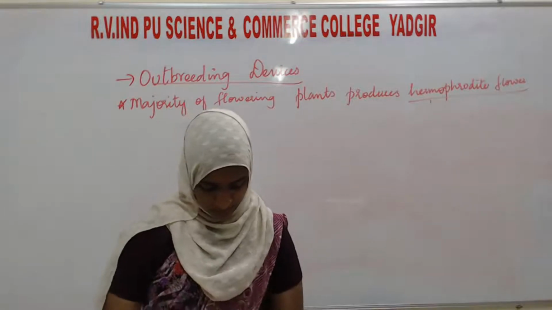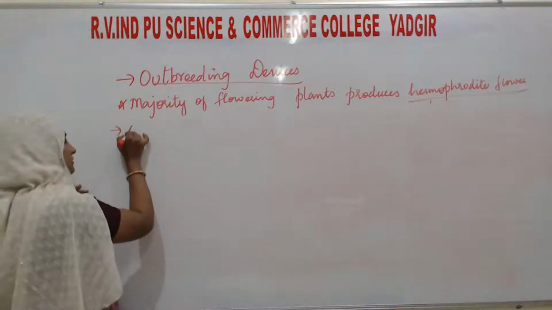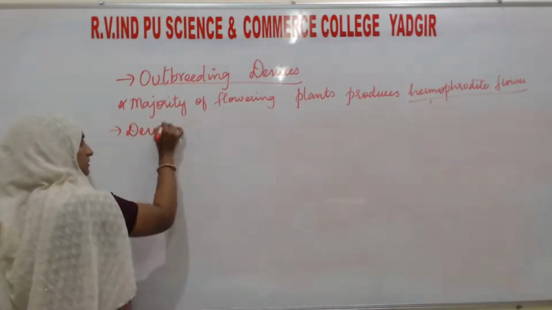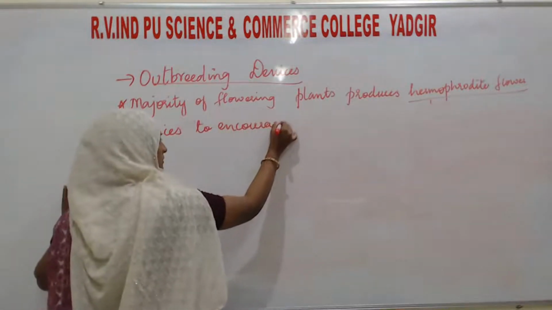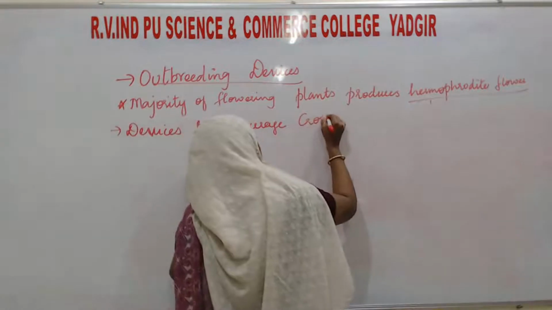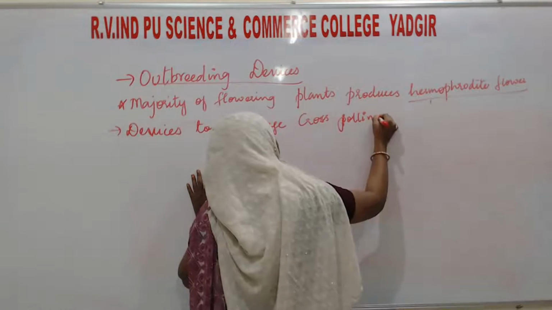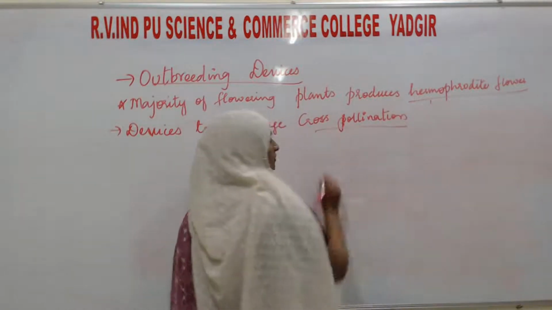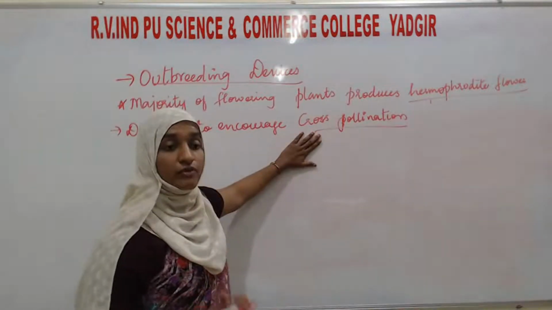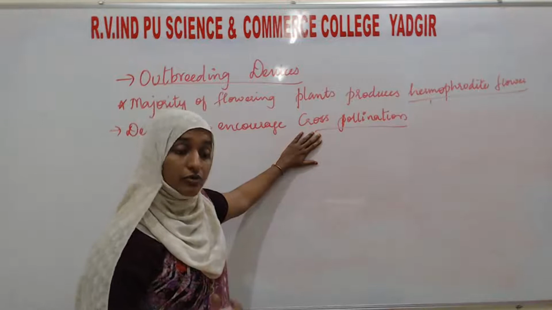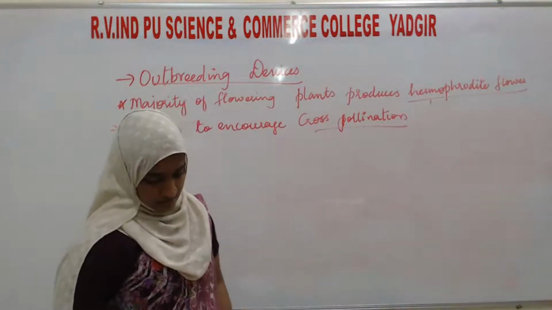Here you see devices to encourage cross pollination. To overcome that problem of inbreeding depression, where the characters are going to depress, we have to go for cross pollination. How to encourage this cross pollination? Here there are some important factors about that.